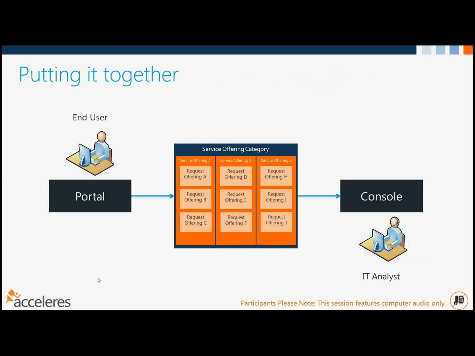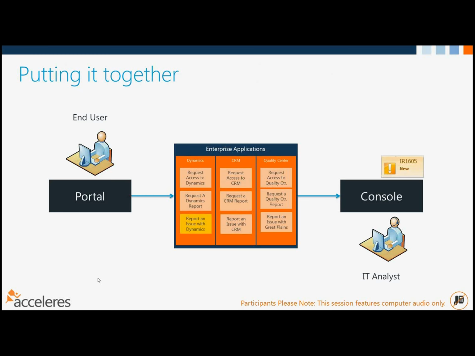So to put it together here, what we've got is the end user being able to submit requests, and when we say request, just to confirm, we're talking about either a service request or an incident in Service Manager. They're going to be picking from within the Service Manager service catalog, which, as we've outlined here, has your categories, different service offerings, and then request offerings within those service offerings. That is ultimately going to generate either an incident or a service request that's going to appear in the console for an IT analyst to pick up.